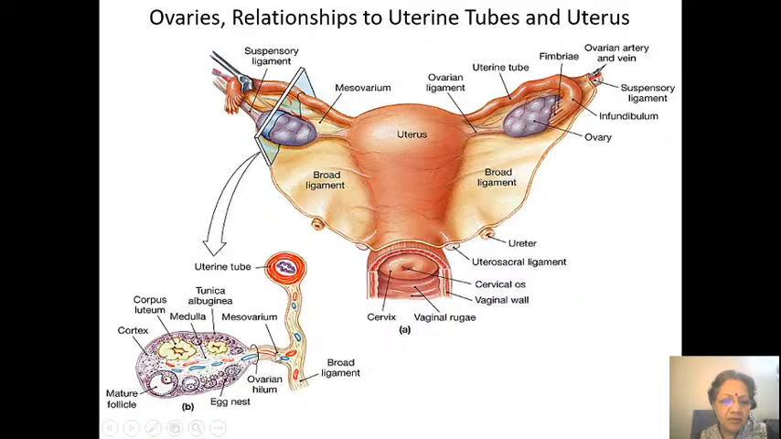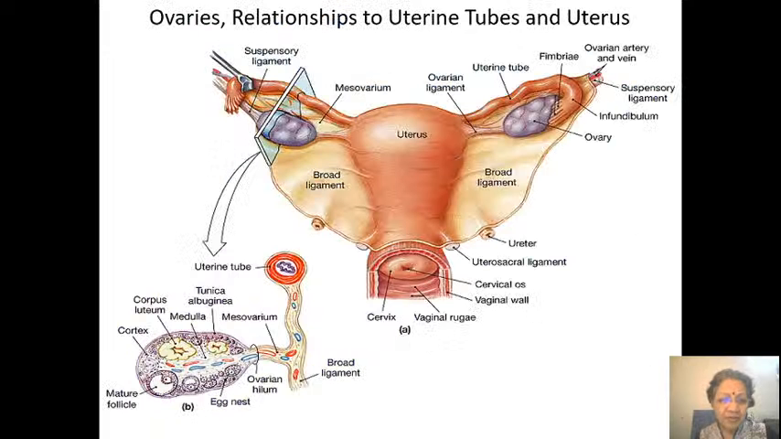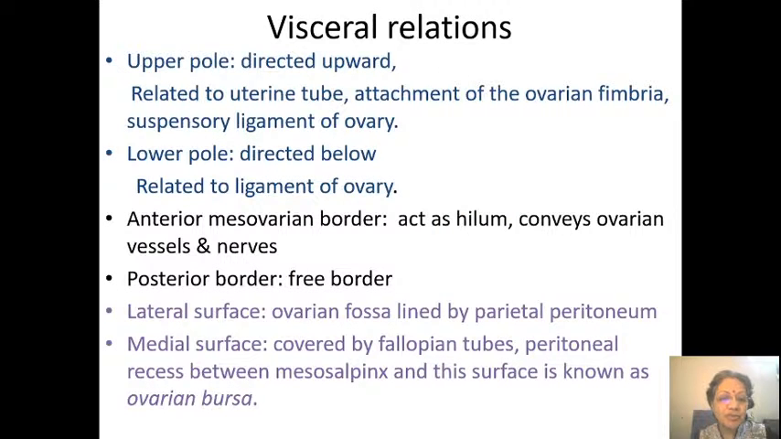So this is the anterior border. Remember, you're looking at it from the back, so this is back and this is front. That becomes the anterior border. And the posterior border is a free border which is exposed to the peritoneal cavity. So this border which you're looking at, the back border, is this one. This border is exposed. It's hanging free to the entire peritoneal cavity of the pelvis, the pelvic peritoneal cavity.